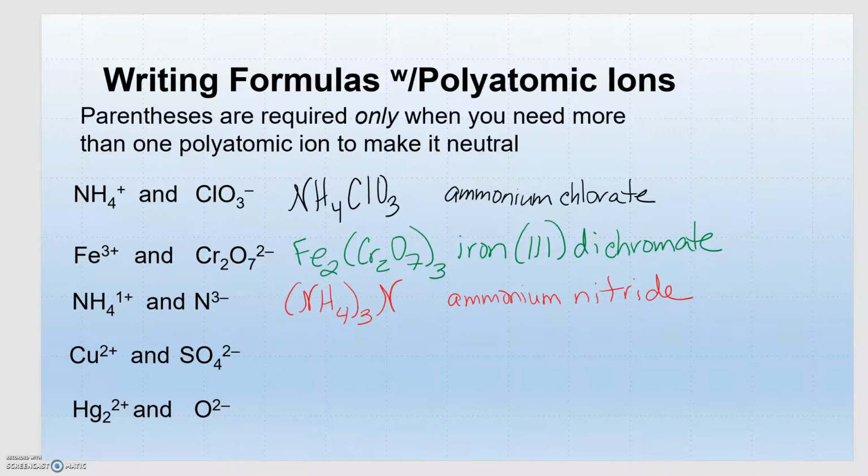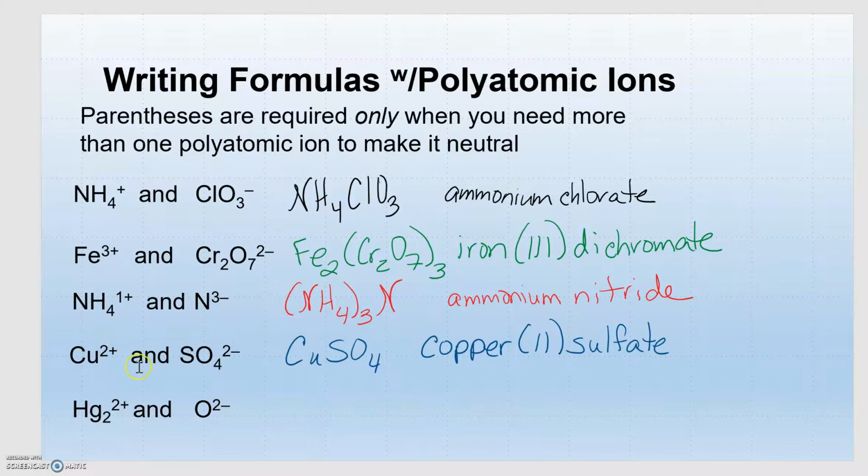And moving on, to make this neutral, I need 3 of these ammonium ions to cancel out 1 nitrogen ion, or the nitride ion. So I need the parentheses to indicate that there are 3 of these ammonium ions to 1 nitrogen ion, ammonium nitride. Now, yeah, we're back to nitrogen, which is just an element. So in this case, we did have to drop the suffix for nitrogen and add the IDE. Correct. Yeah, good point.